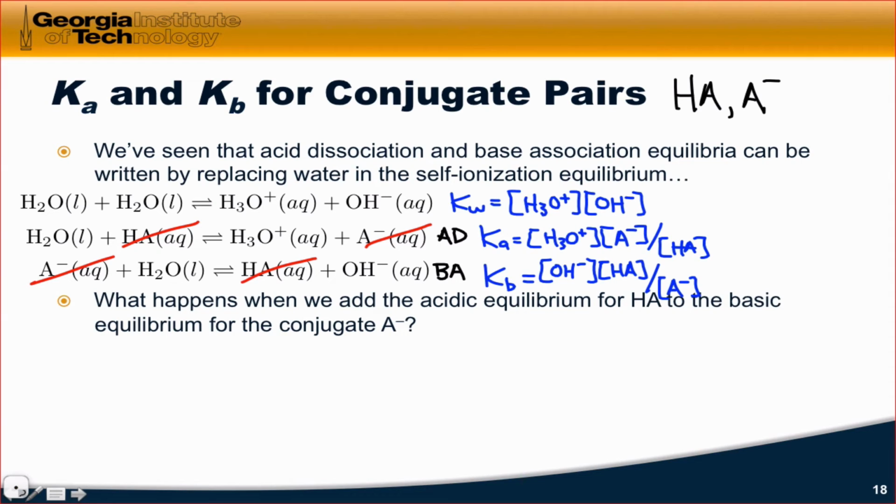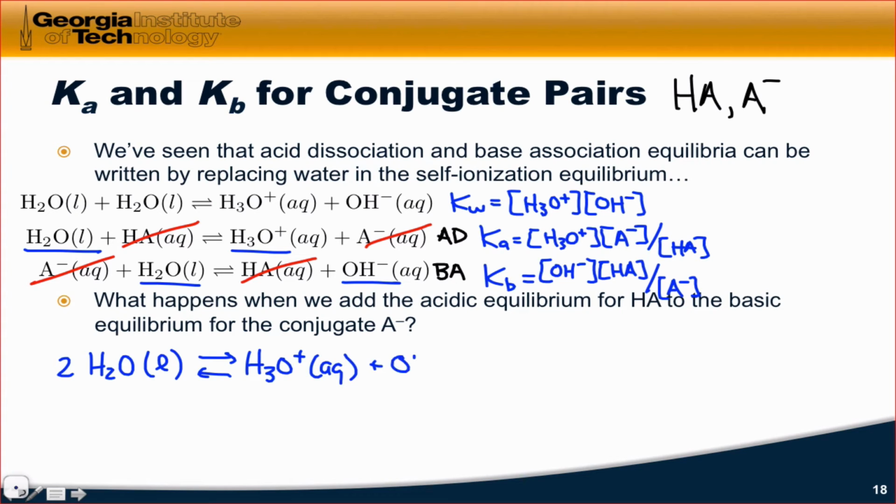So the only things that survive when we add these two reactions together are two molecules of water on the reactant side, and on the product side, H3O plus and OH minus. This is just the self-ionization reaction of water. Two molecules of water forming one molecule of H3O plus and one molecule of hydroxide.